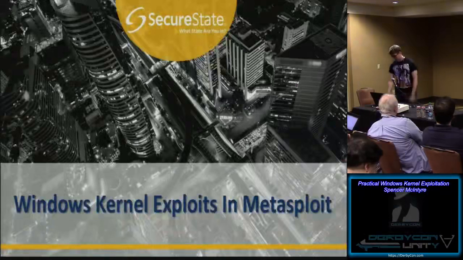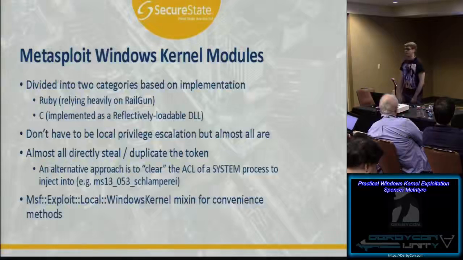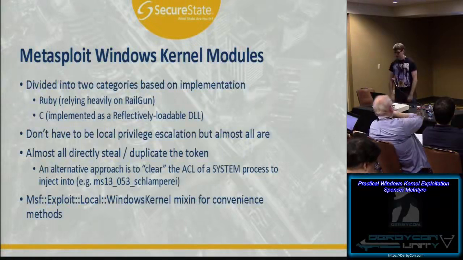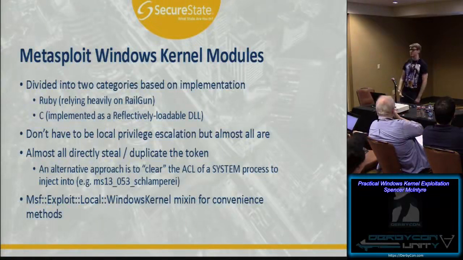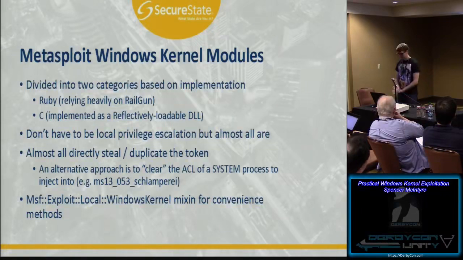So next up, we're going to talk about how they are in Metasploit, now that we have a solid understanding of the different vulnerability classes and how they can be leveraged to gain code execution. Pretty much all the kernel exploits in Metasploit are the local privilege escalations that you find under exploit Windows local. They're divided into two categories based on their implementation. They have exploits that are implemented entirely in Ruby, and exploits that are implemented in C as reflectively loadable DLLs. And there are advantages to both of these approaches.